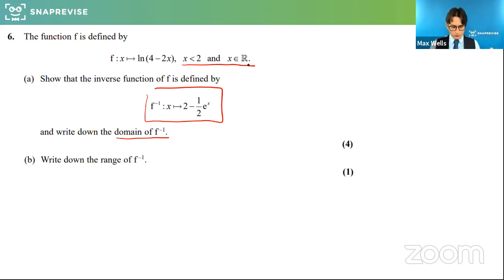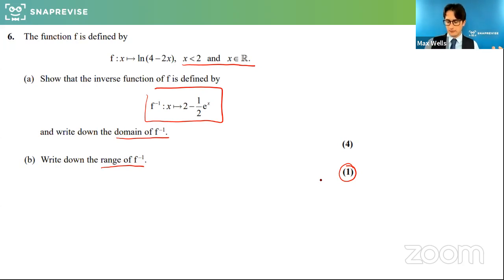So what we're going to do, we'll start by just doing the inverse, trying to show that it equals that, and then we'll look at its domain. Then it also goes on to ask for the range. And notice that this is a one mark question, because I'll explain where that comes from.